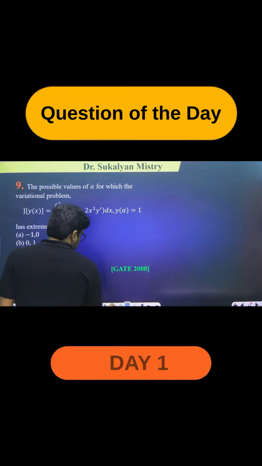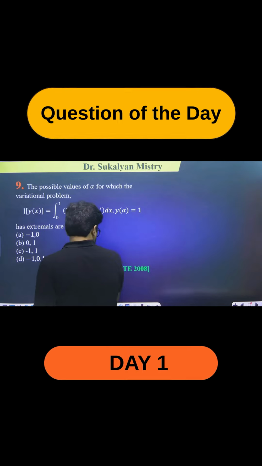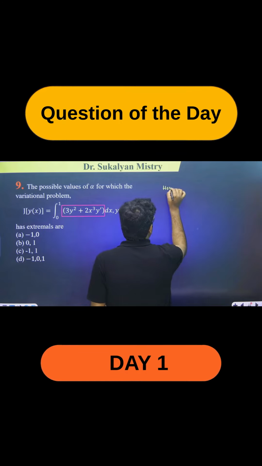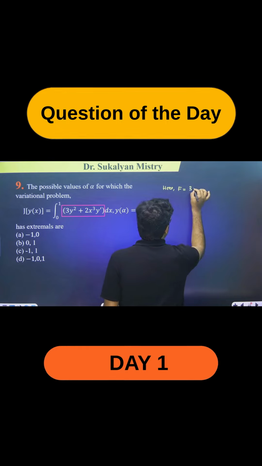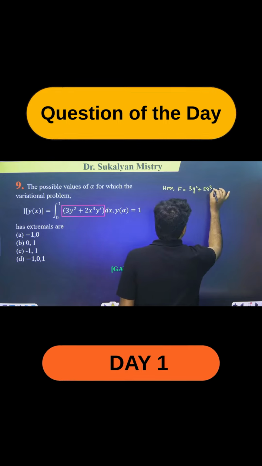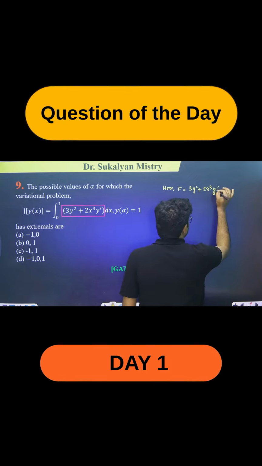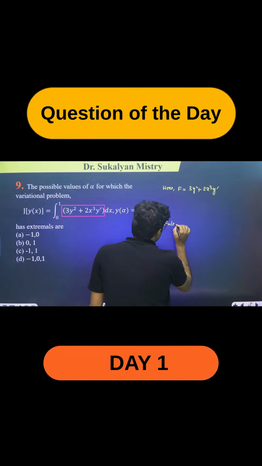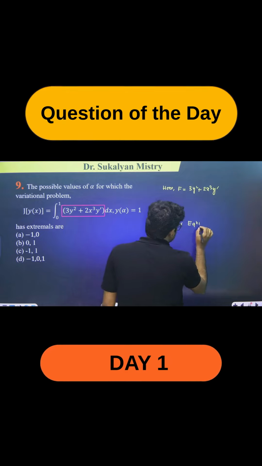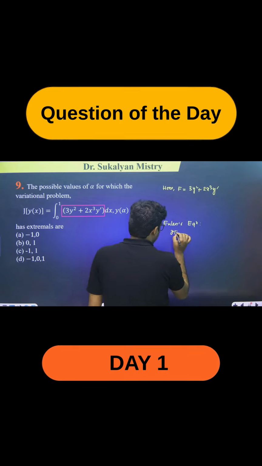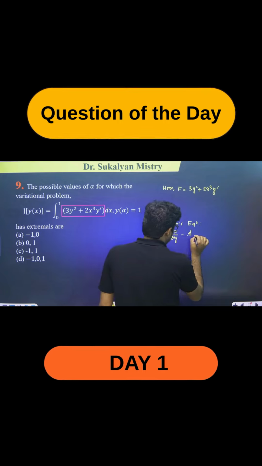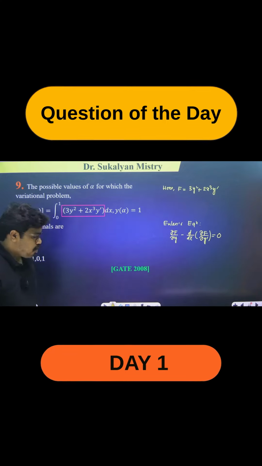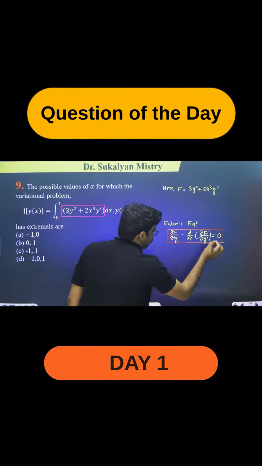Okay, so here f is equal to 3y squared plus 2x cube y dash. So this is f. Euler's equation is del f del y minus d/dx of del f del y dash is equal to 0. So this is Euler's equation.